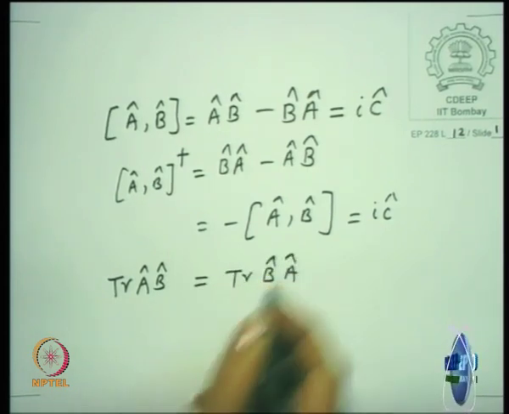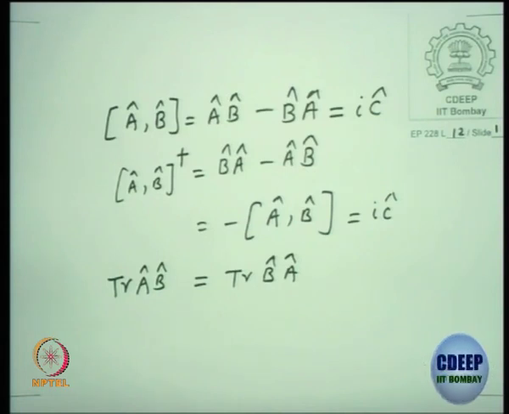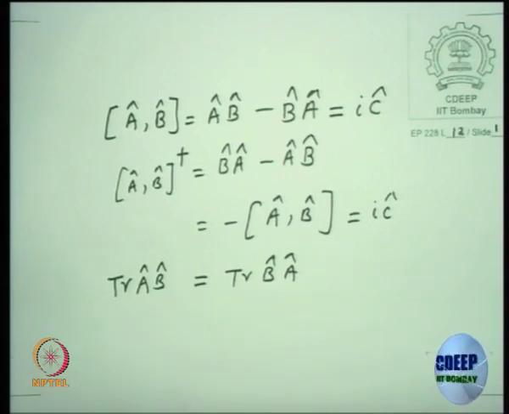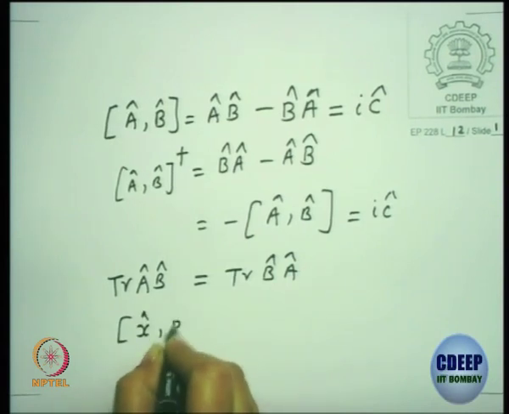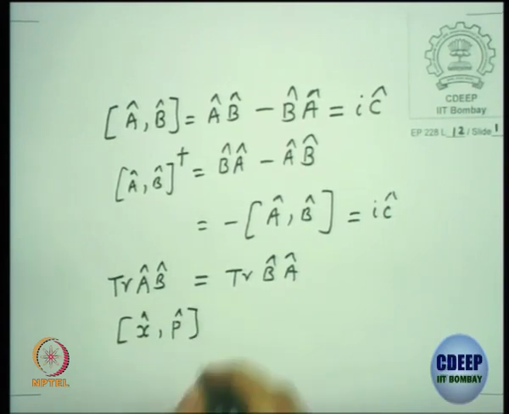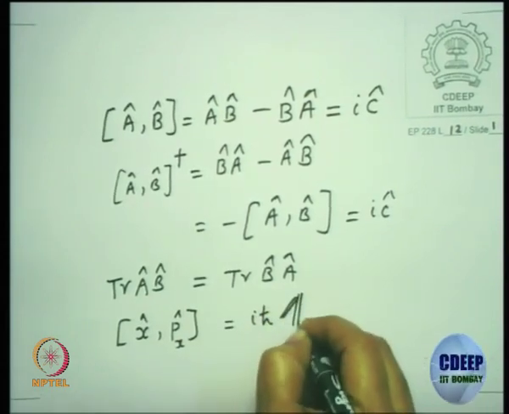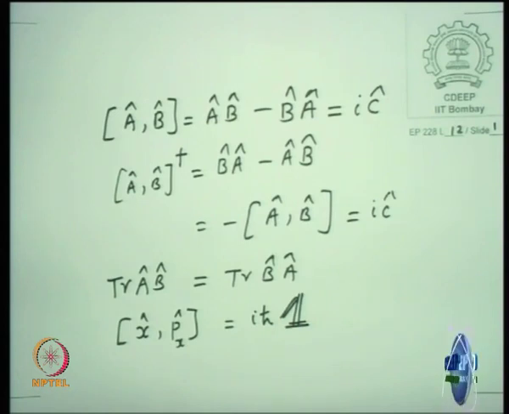Is that right? You proved this for a finite dimensional space. But if you have a commutator of A with B is I times C, then what happens? So C in fact here is an identity operator. Right? So if I take the X operator with the P operator, let's do one dimensional, that will be I h cross times the identity operator. In general, it could be an infinite dimensional space.